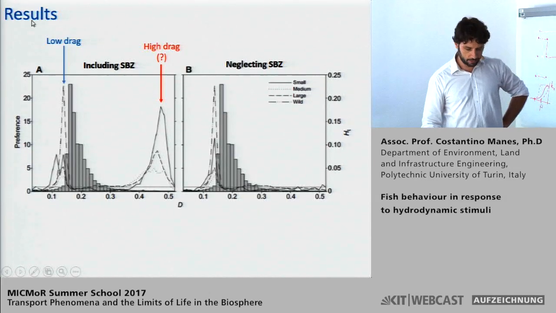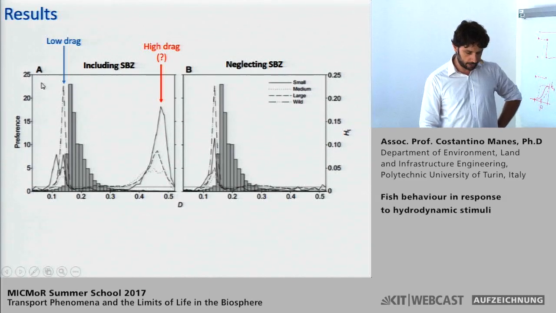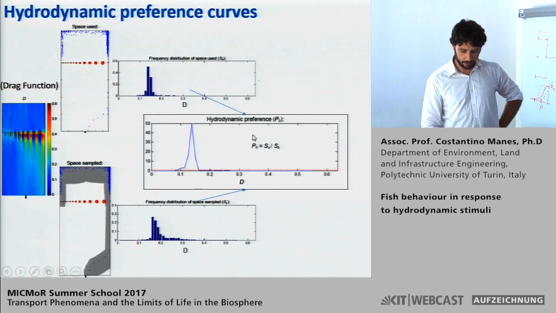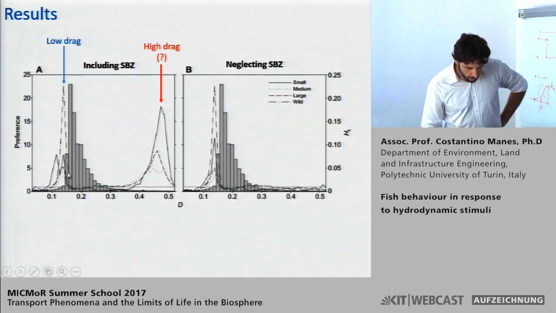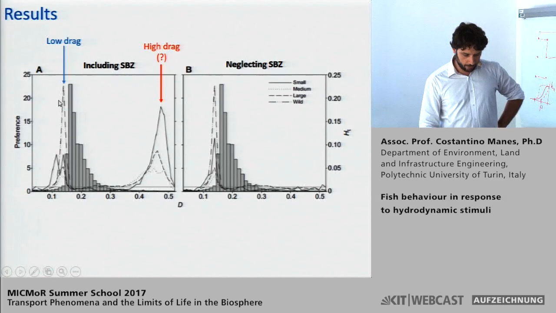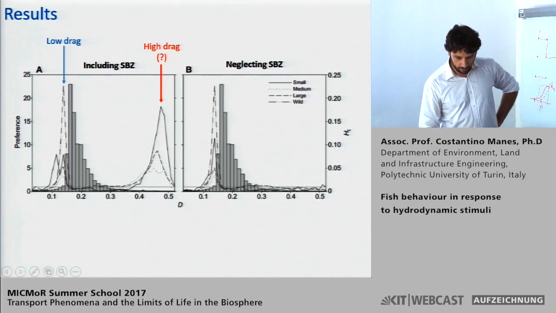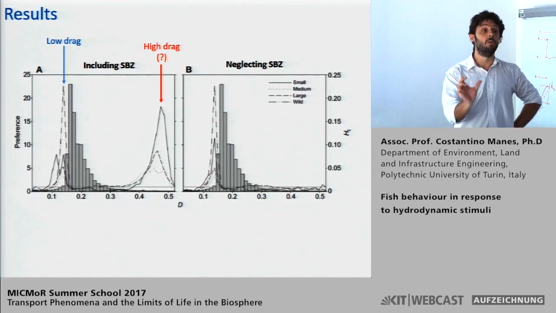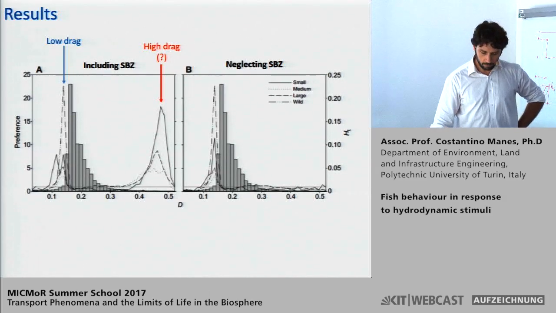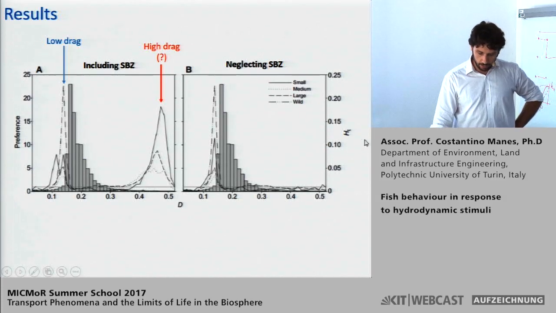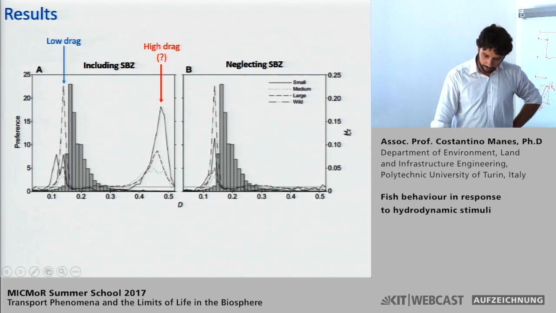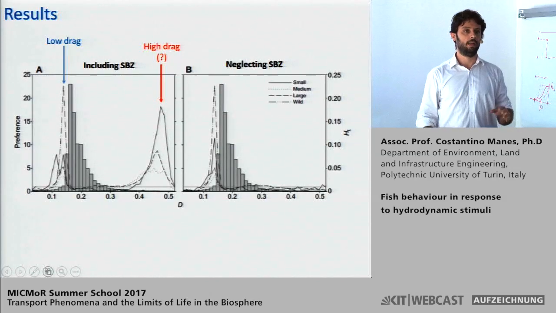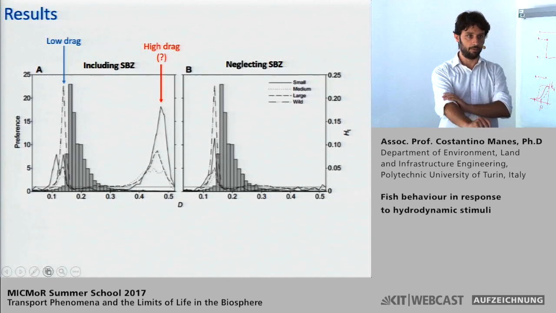Here, these curves on the left vertical axis show the preference as defined previously, P_H, and different lines are associated with trouts having different dimensions: small, medium, large, and the wild class, okay? The gray histograms instead are the frequency distribution of the whole available hydrodynamics in the flow domain, okay?